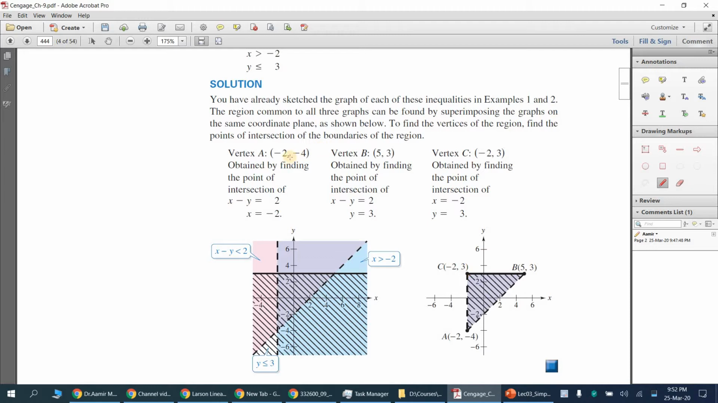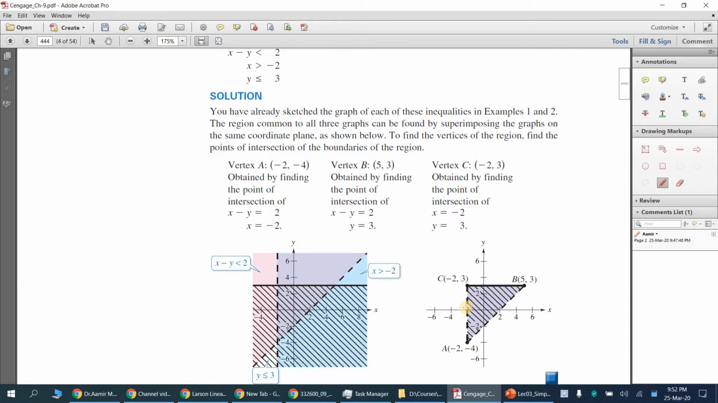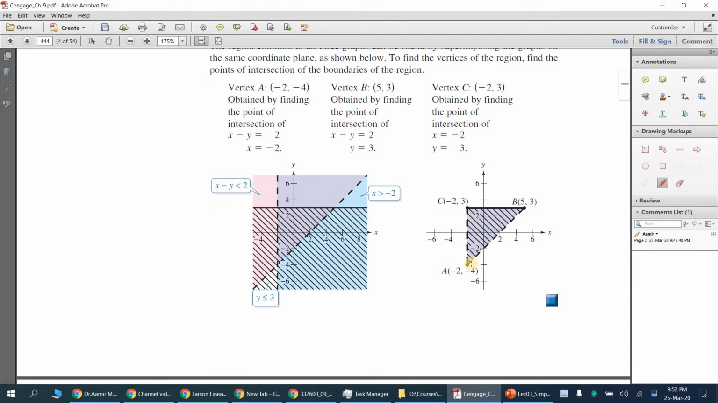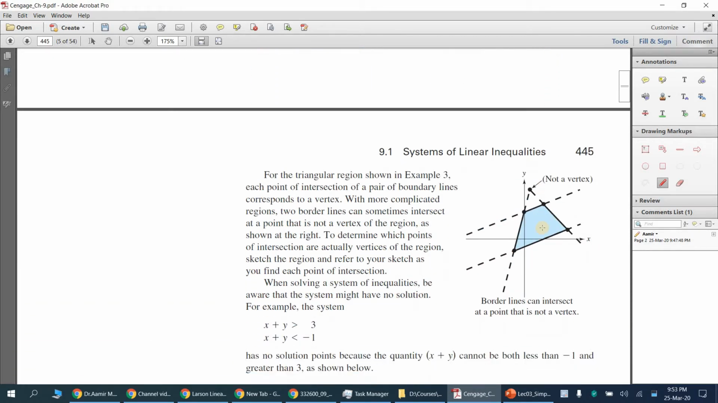So try to solve it yourself, then try to find the 3 corners for this. How can you find the corners? We have discussed in the class. You will consider them as straight lines, not as inequalities, and you will solve those equations. Each two equations, when you solve, will give you 1 point. So you will have 3 points, 3 corners, A, B, and C. And the region inside these 3 lines, this triangular region, is your feasible region. Clear?